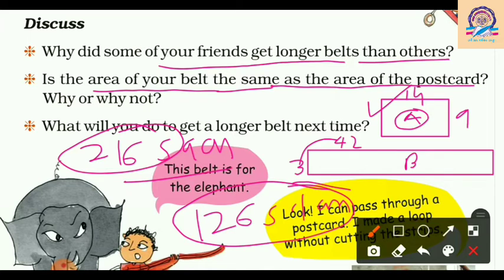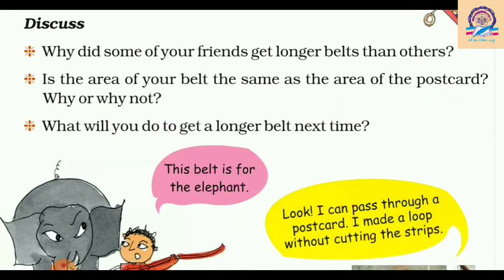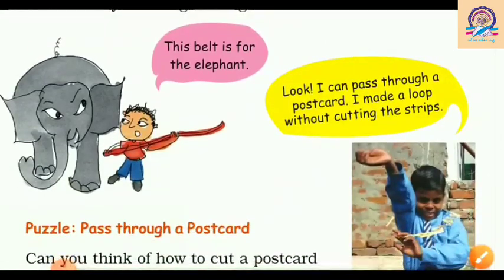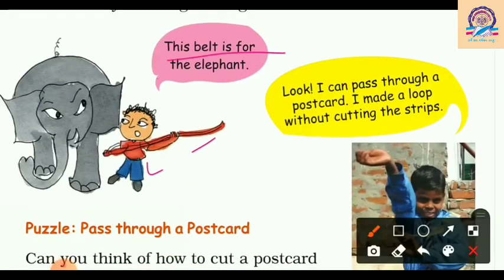So we will do the same things. We will also divide the width of the sheet in minimum length, then we can get a longer belt. So here the boy is saying that this belt is for the elephant. Yes, because it is very lengthy.